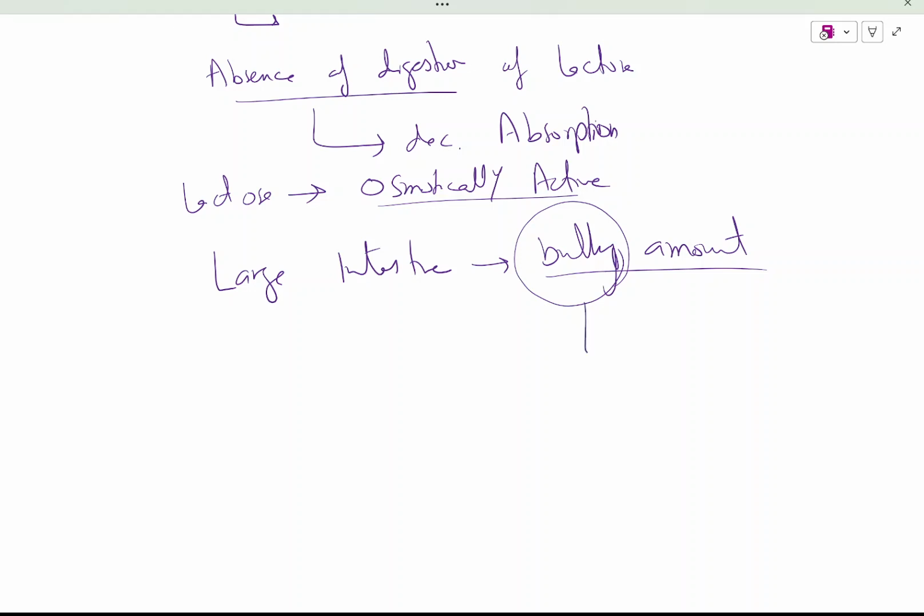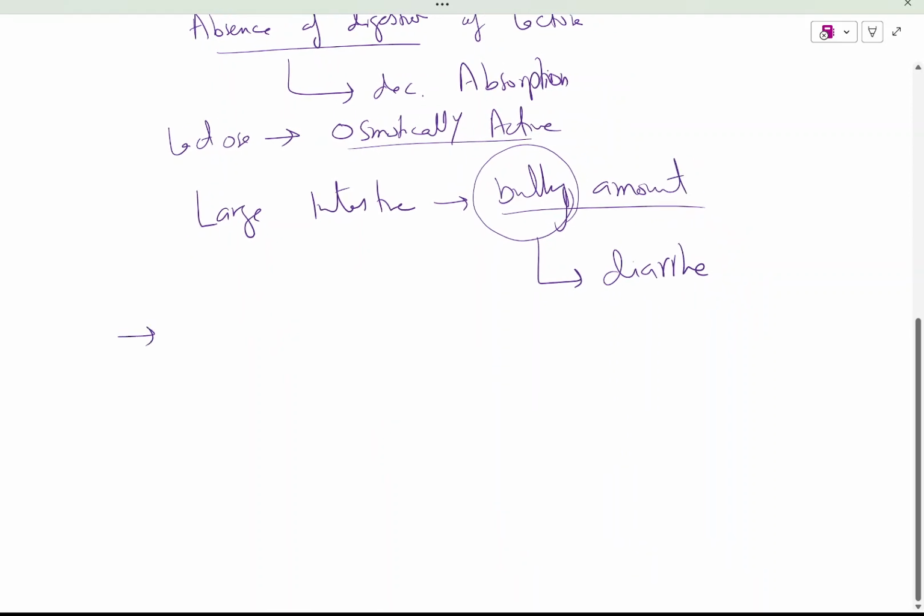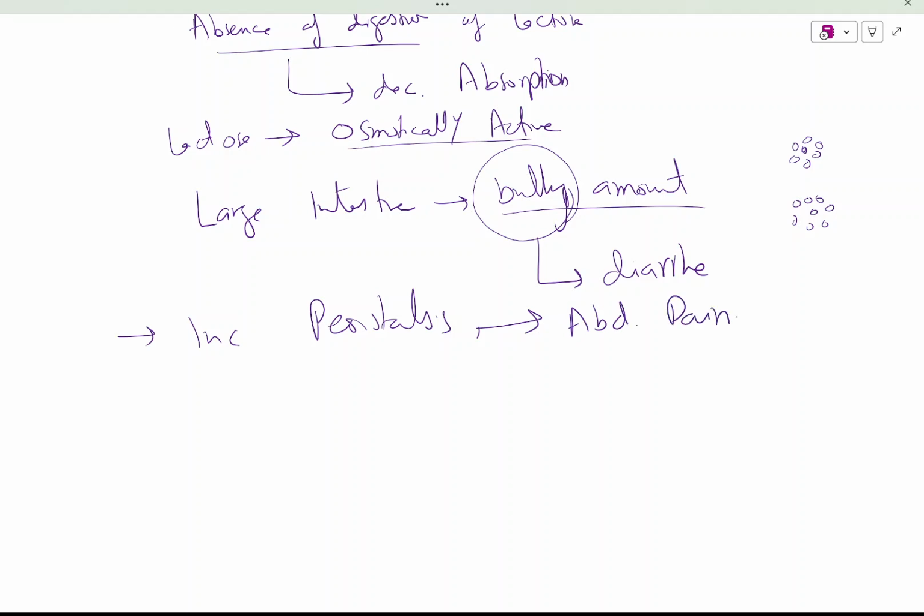So the patient comes to you with diarrhea. The next thing in the pathophysiology is that it increases peristalsis. Peristalsis increases due to increased intestinal filling, because this single amount attracts molecules toward itself. When there is intestinal filling, there is increased peristalsis, and it leads to abdominal pain. The patient comes to you with periumbilical and lower abdominal pain along with diarrhea. You will ask about his food intake history.